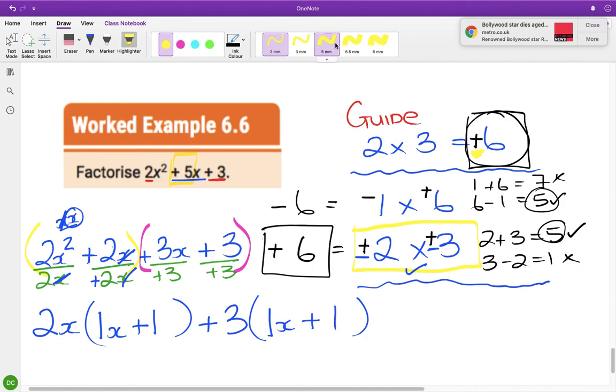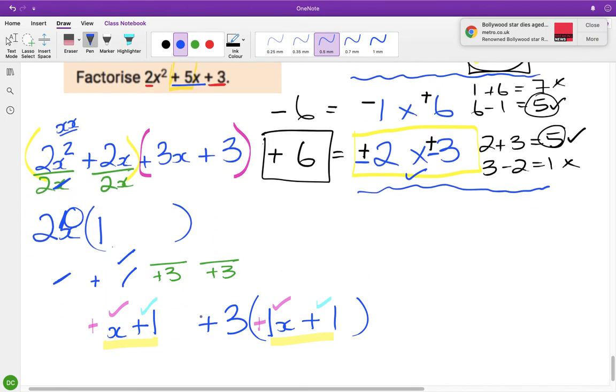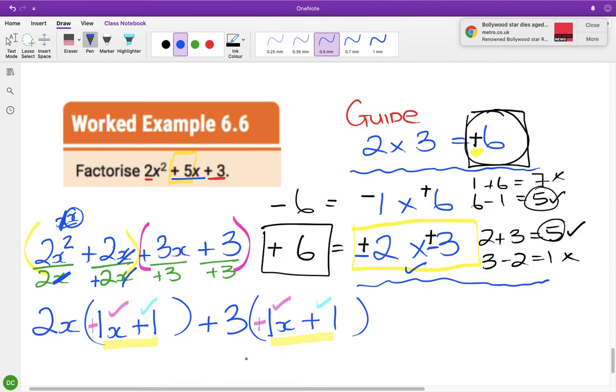So look at the 2 brackets and check if they match. So this is a plus 1x, and this here is a plus 1x, so they match. This is a plus 1, and this is a plus 1, so they match. So it means I'm done. Oh, love when that happens. So you write down your matching bracket, which is 1x plus 1, and you write down your highest common factors in a bracket, which is 2x plus 3.